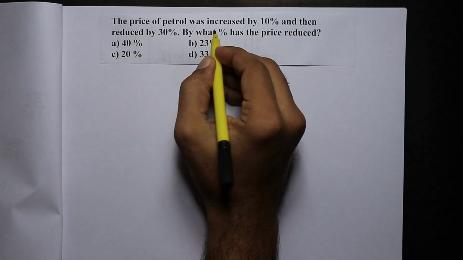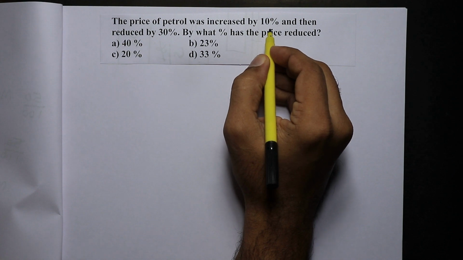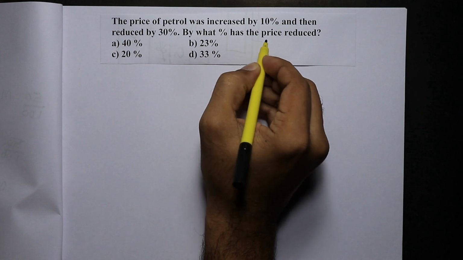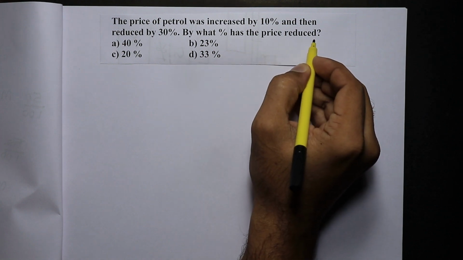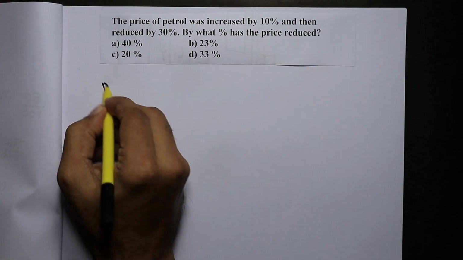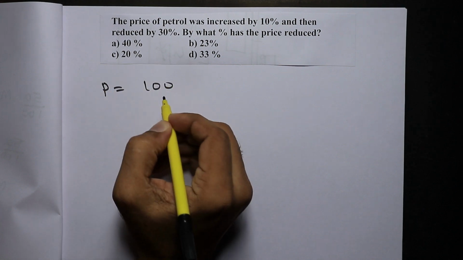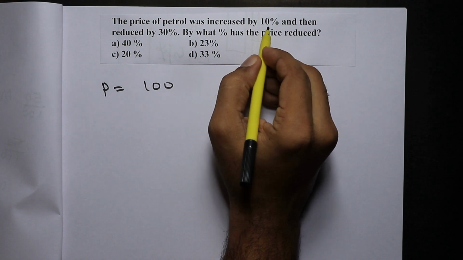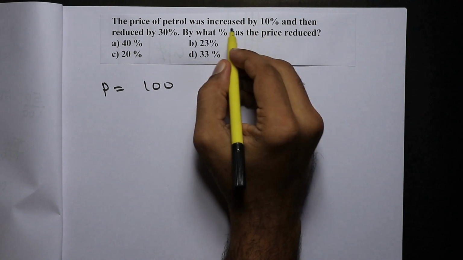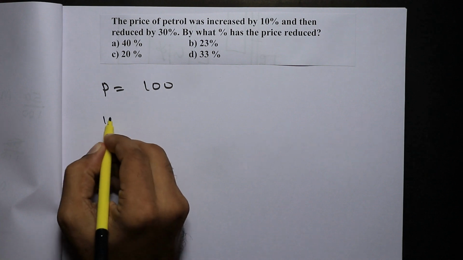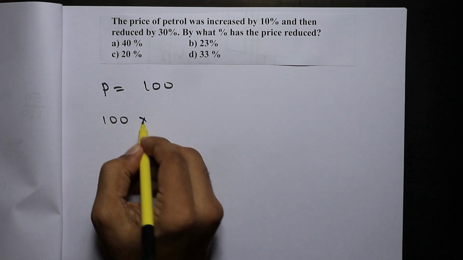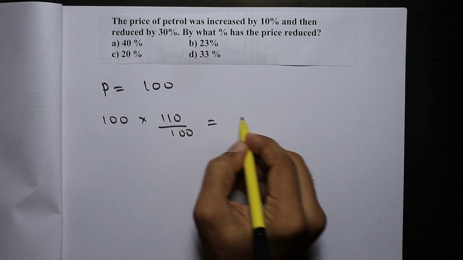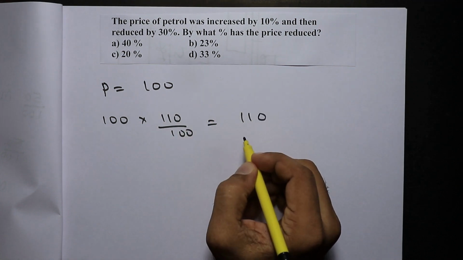The price of petrol was increased by 10% and then reduced by 30%. By what percentage has the price reduced? Let us assume that the original price of petrol is rupees 100. Originally it was increased by 10%. So let us calculate the new value when it is increased by 10%. So new value will be, originally it was 100 into 110 by 100. So after increasing it by 10%, new value will be 110.